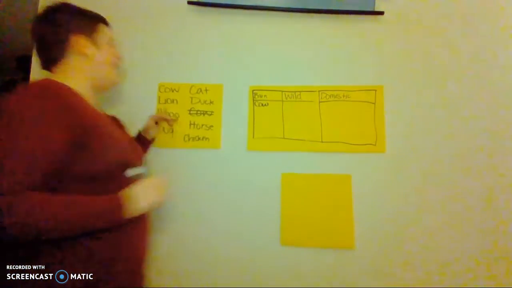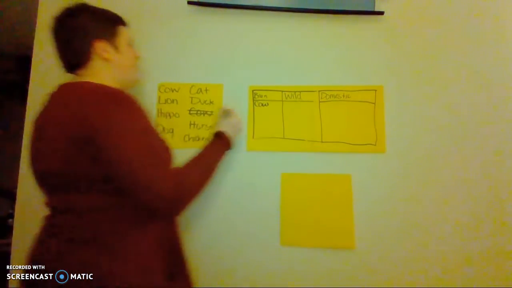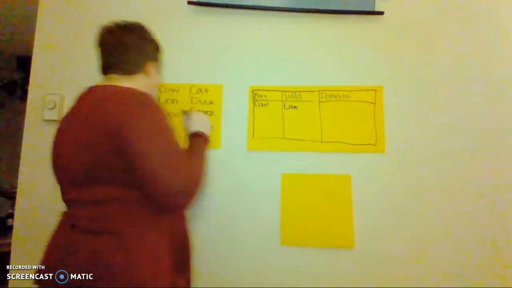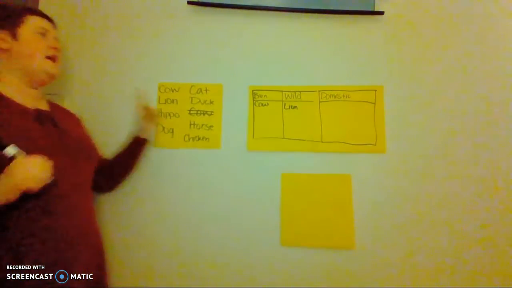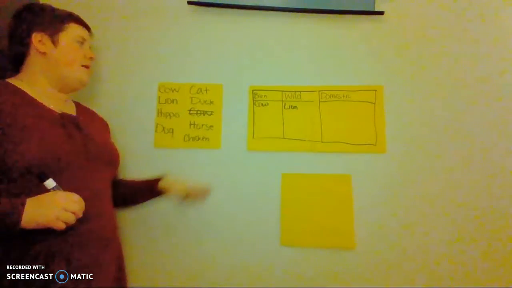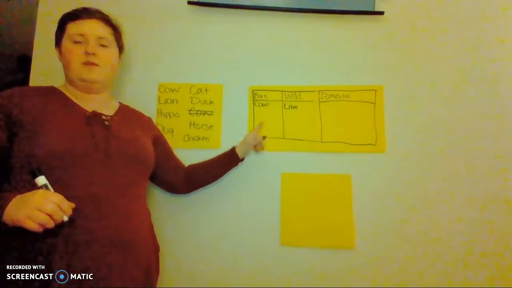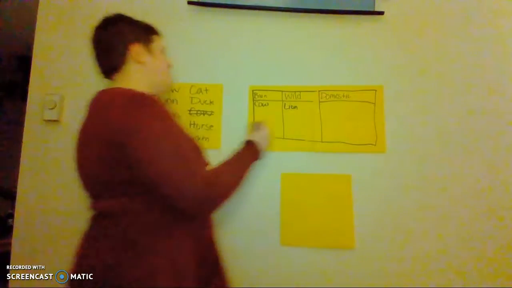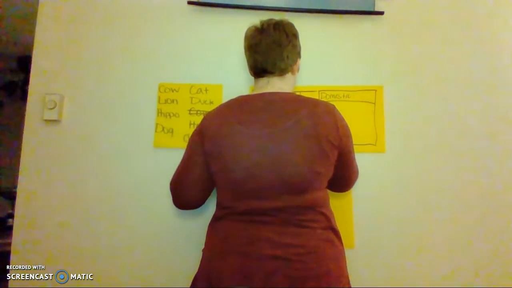Okay. How about a lion? Yeah, it would probably be a wild animal. How about a hippo? Is that something you can have as a pet at home? No. How about something you keep in a barn, something you get meat, eggs, or milk from? No, you're right. So it'd be a wild animal.